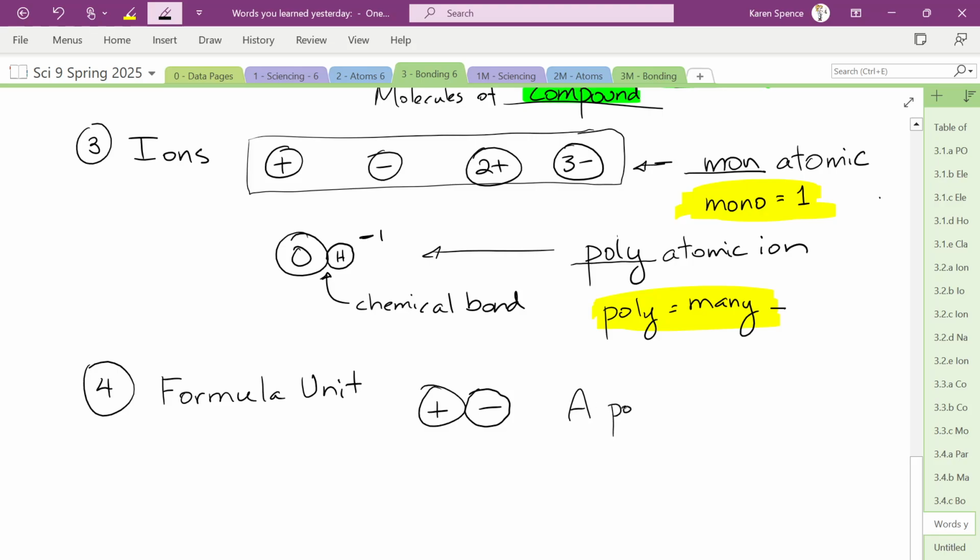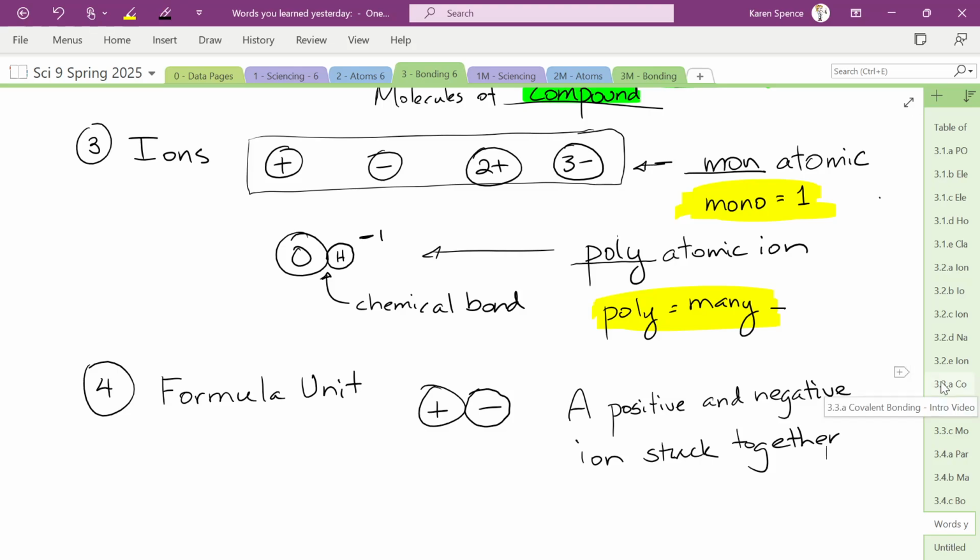A positive and negative ion stuck together. Now, it doesn't have to be just one positive ion and one negative ion.